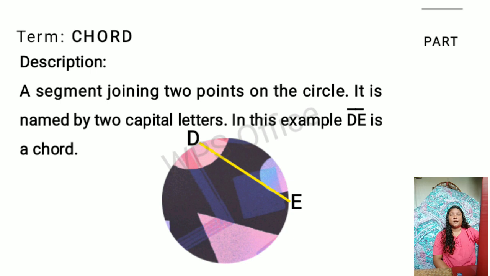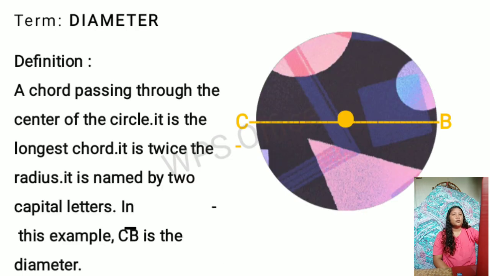The next one is the diameter. What is the diameter? Its definition is a chord passing through the center of the circle, meaning it is the longest chord. It is twice the radius, and it is named by two capital letters. In the example, line CB is an example of a diameter. When we say radius, radius is half of the diameter. When we say diameter, it is twice the radius, meaning it is the longest chord.